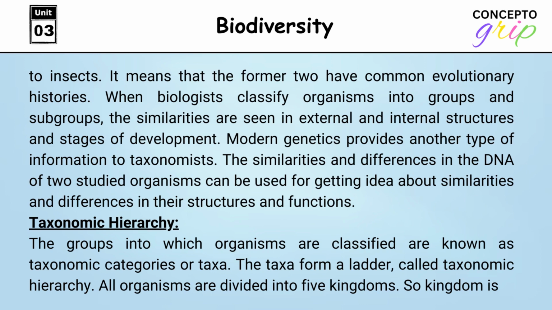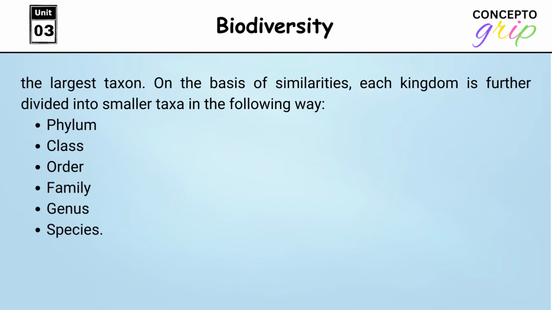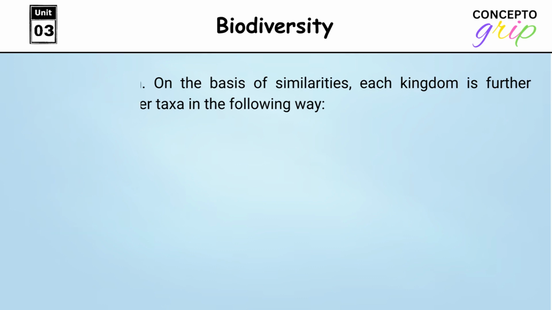Taxonomic hierarchy. The groups into which organisms are classified are known as taxonomic categories or taxa. The taxa form a ladder called taxonomic hierarchy. All organisms are divided into five kingdoms. So kingdom is the largest taxon. On the basis of similarities, each kingdom is further divided into smaller taxa in the following way: phylum, class, order, family, genus, species.